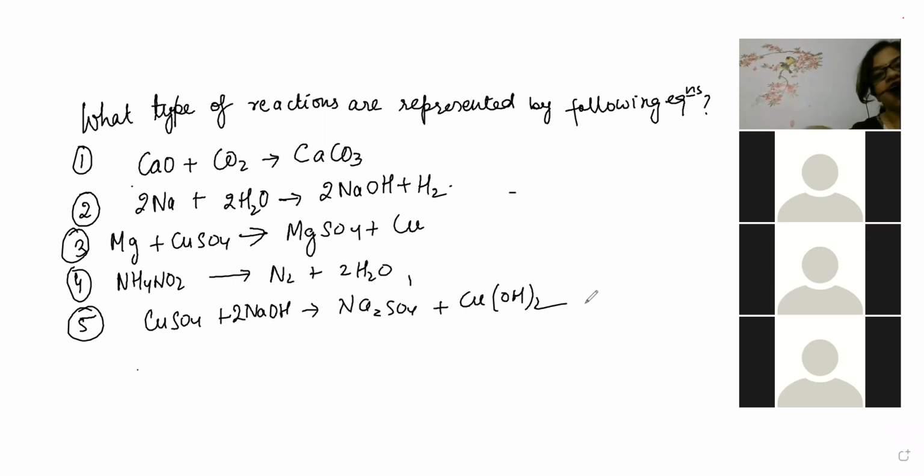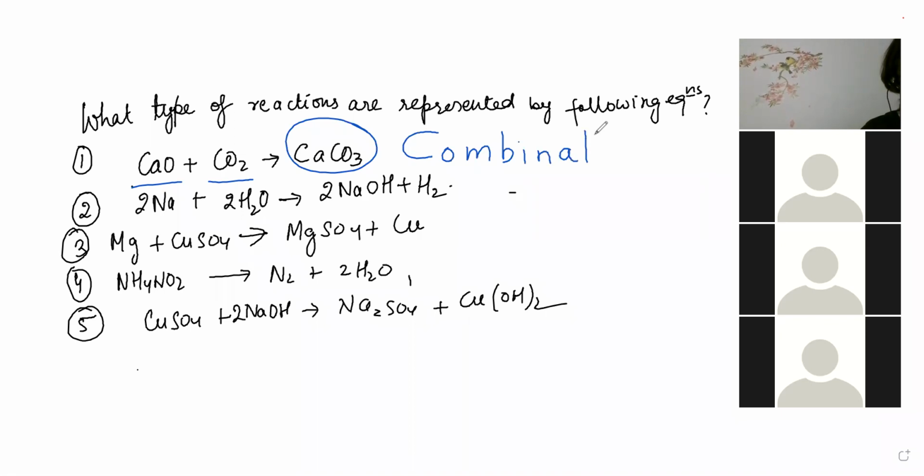Yes, beta, this is exactly a type of combination reaction. Now, how did we come to know it is a combination? See, two reactants give one single product. So it's a case of combination reaction. And beta, is a combination reaction exothermic or endothermic?